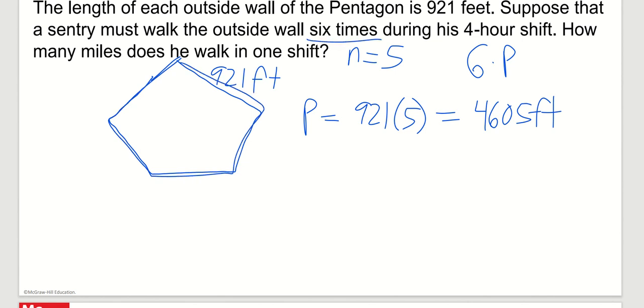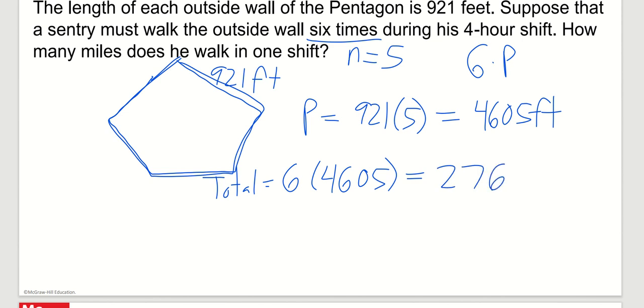That represents the distance of going around this figure exactly 1 time. Since this person is going to do it 6 times, we need 6 times the perimeter for the total distance. That's going to be 6 times 4,605, and that would give us a distance of 27,630 feet. That's great. We now know the total distance the person walks, but they want to know what it looks like in miles, not feet.